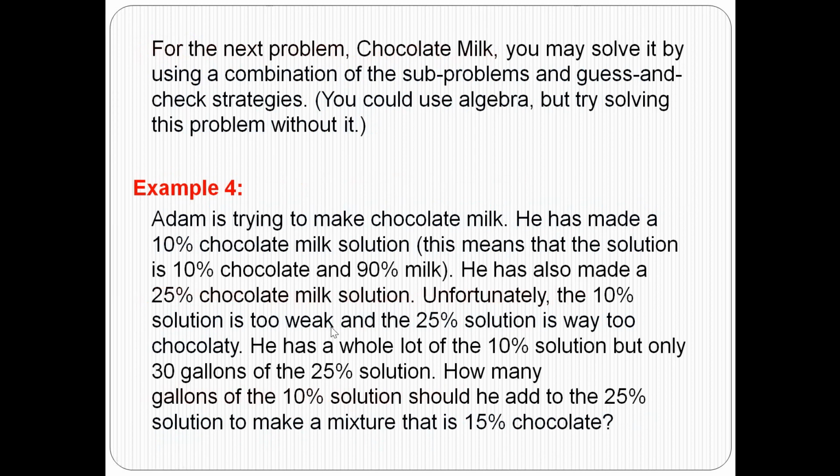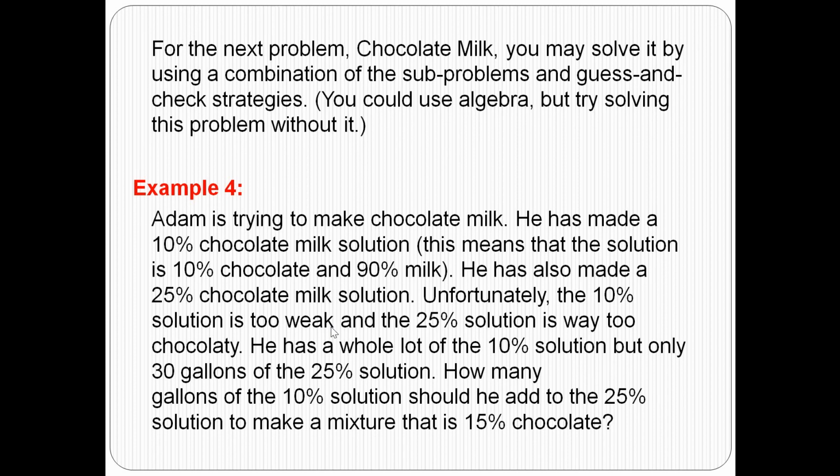So for the next problem, the chocolate milk problem, you may solve it by using a combination of sub-problems and guess and check strategies. You could also choose to use algebra, but as with any of the problems in this book, you're really trying to use the strategy rather than using algebra. So let's look at example 4.